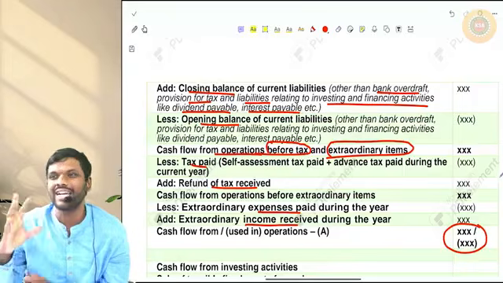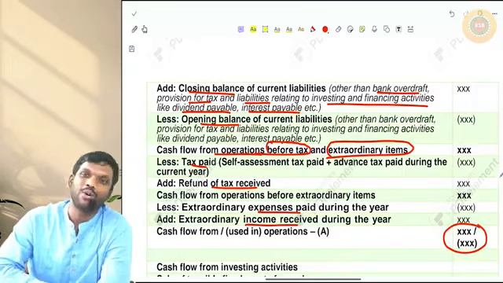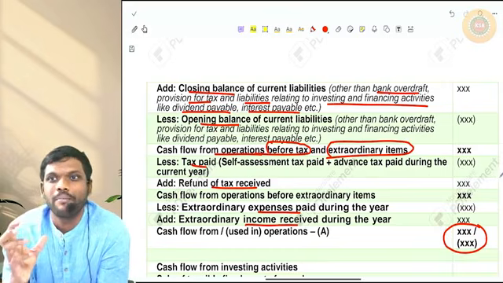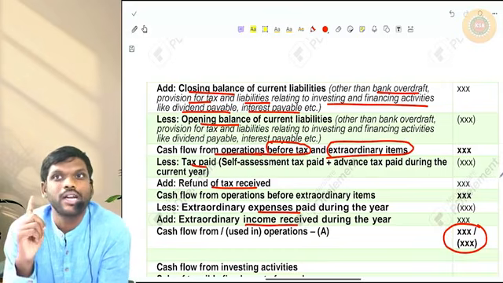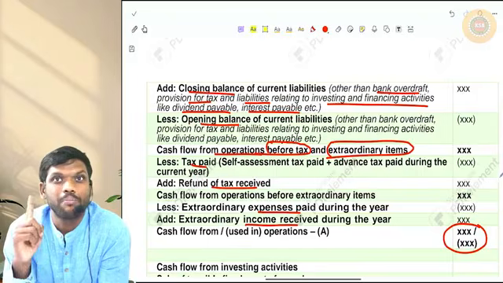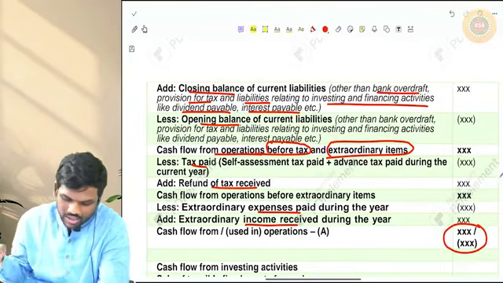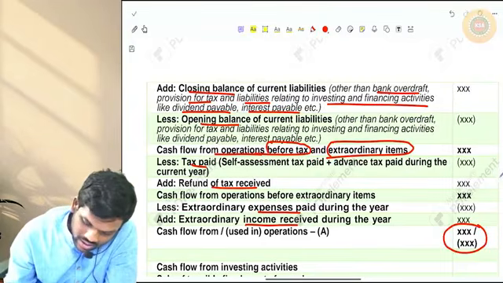This part is slightly tedious in the standard. This is what makes this chapter interesting, and also tough in the exams. Remember, the starting point is very important. So please be clear as to what your starting point is. Sometimes in the question, they will just give you net profit.